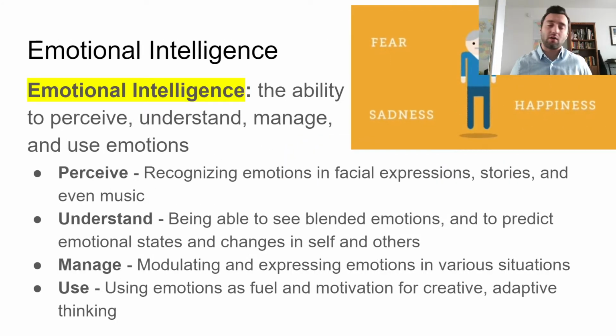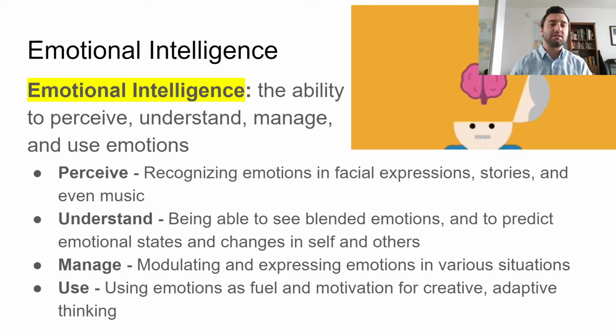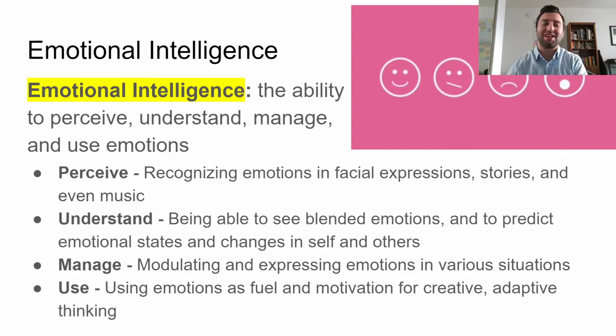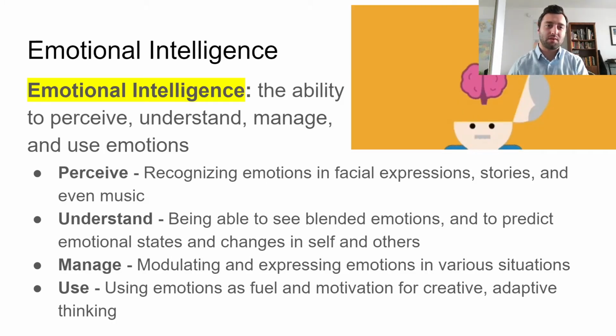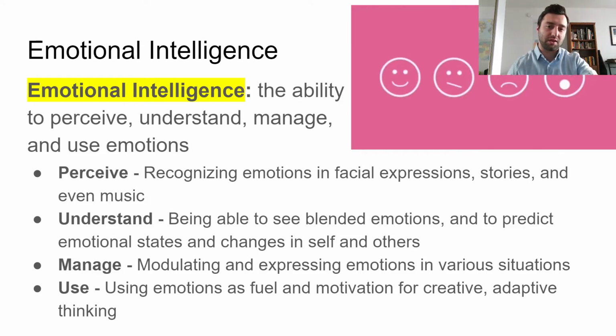So let's talk a little bit about emotional intelligence here. So emotional intelligence has to do with our ability to do three basic things: to perceive, to understand, and to manage emotions. And actually, I'm sorry, there's four things. Perceive, understand, manage, and use emotions. So there's kind of those four different pieces, and each of them is going to look a little bit different. So when we're talking about perceiving, it has to do with recognizing emotions in other people.